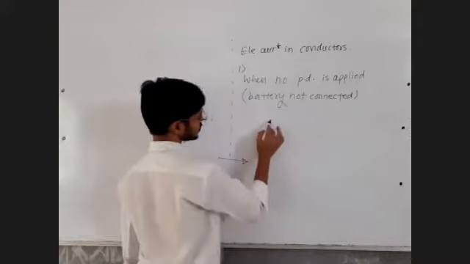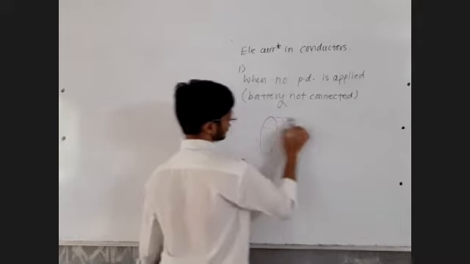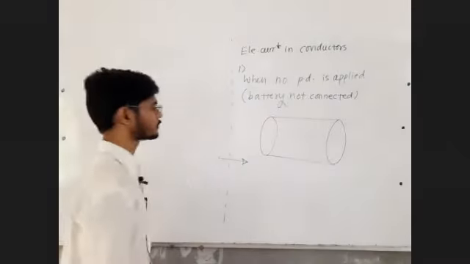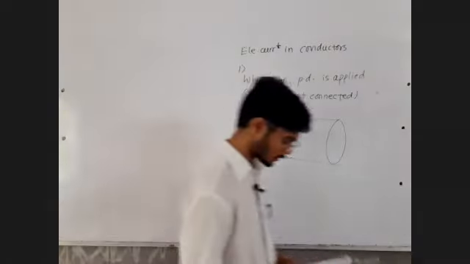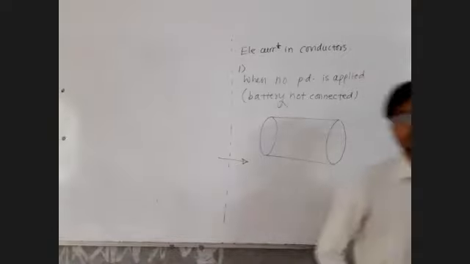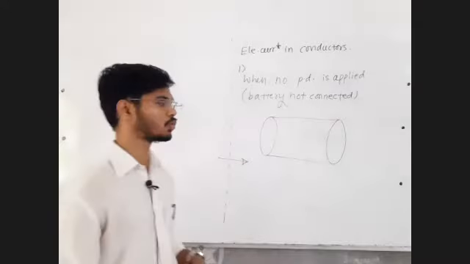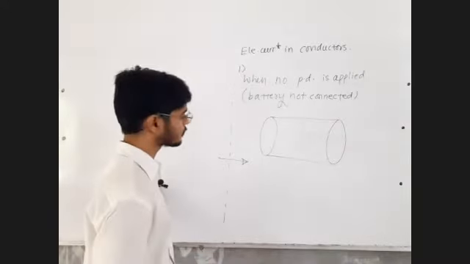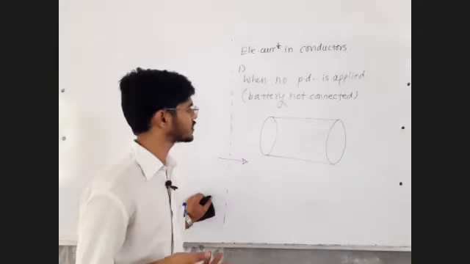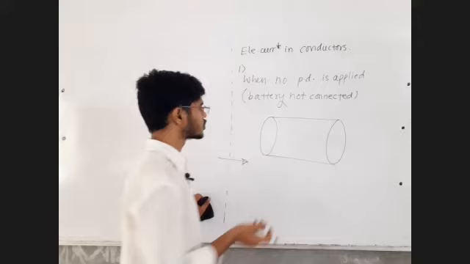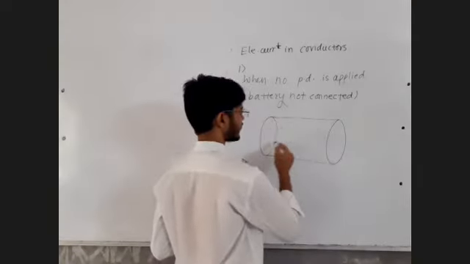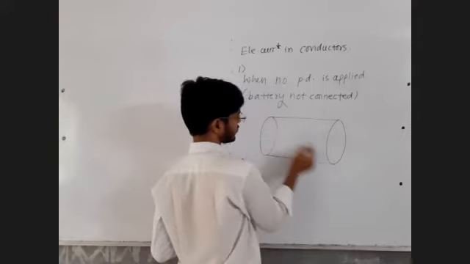In that case, what is the situation? This is the conductor, let's say a cylindrical conductor. There are electrons which are free to move in the conductor. Because of temperature, they have some thermal energy, in the form of kinetic energy. So all those electrons are moving left, right, up, down, like this.